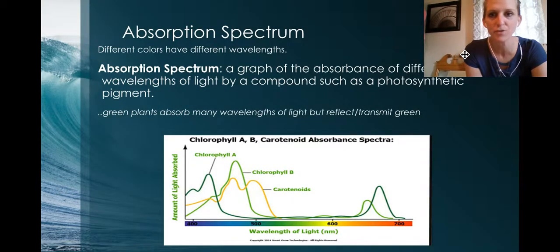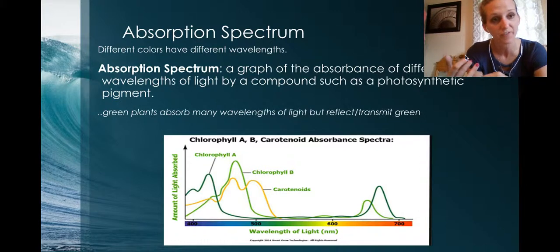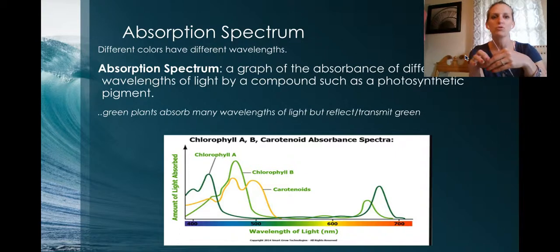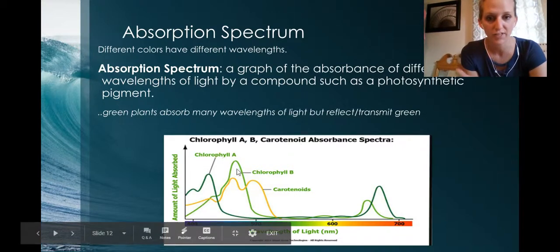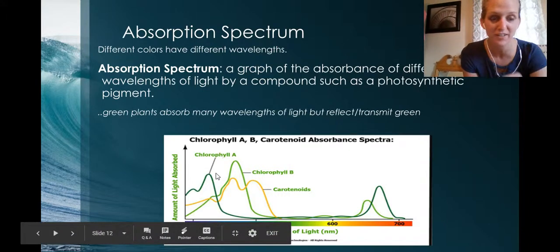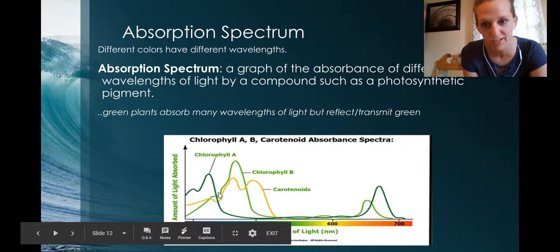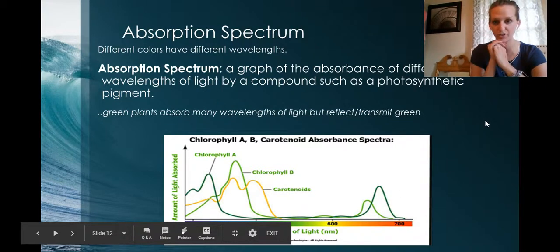Okay, the absorption spectrum. So obviously different colors have different wavelengths. We went over questions 25 and 26 in class together from your study guide. The absorption spectrum shows the absorbance of different wavelengths by a certain photosynthetic pigment. So the pigments they're looking at are chlorophyll A and B, and your carotenoid absorbance spectrum. Obviously, they have different colors for their different types of pigments, and then you can see the percentage or the amount of light that's being absorbed at each wavelength for each different type of pigment.